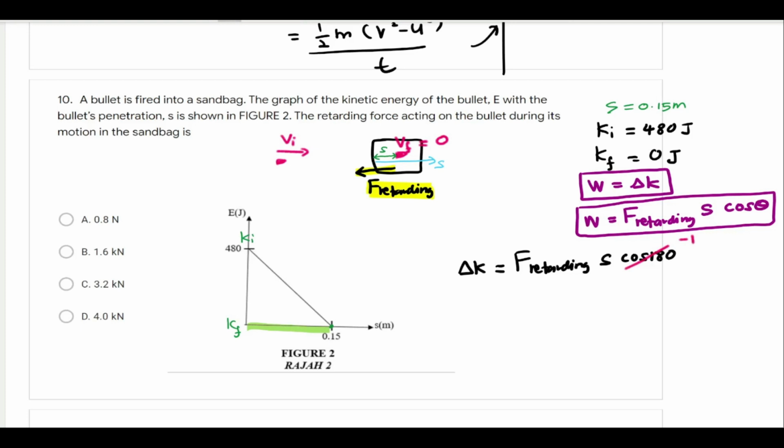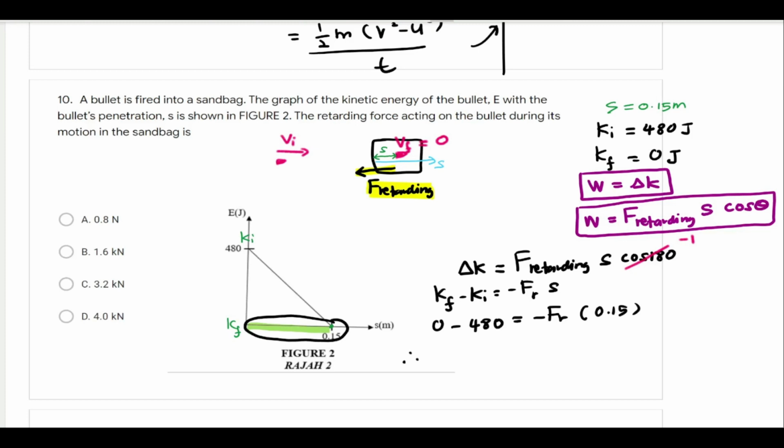So delta K, K final minus K initial is equal to negative F R S. So 0 minus 480, negatif FR kita nak cari, and S adalah 0.15 meter. Therefore, negatif ni boleh cancel out. We can calculate the retarding force FR is equal to, bahagikan dulu, and the answer is 3,200 Newton, or it is equal to 3.2 kilonewton. Okay, so the answer is C.